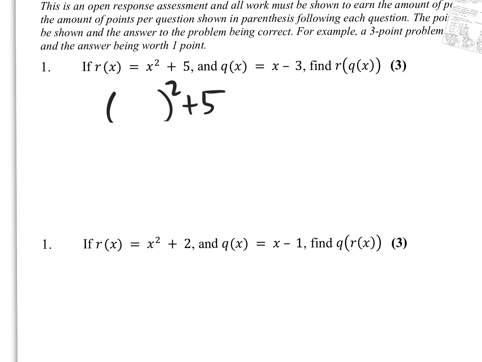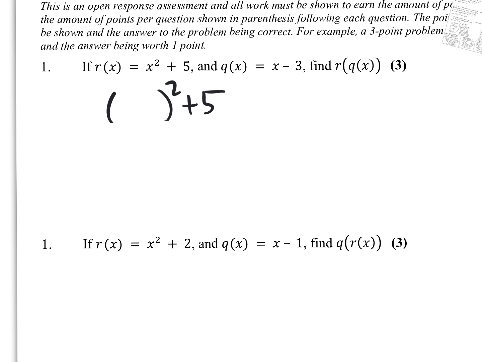Okay, now here's the deal. Let's take a step back and go even more basic. If I asked you to find r of 5, what would you do? You'd plug in 5. 5 squared is 25 plus 5 is 30. So r of 5 is equal to 30, right? What if I said find r of 1? Well, you'd plug in a 1. 1 squared is 1. 1 plus 5 is 6. So r of 1 is 6. You guys understand that, right?